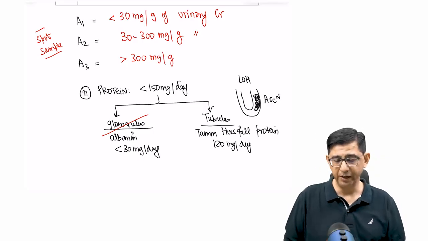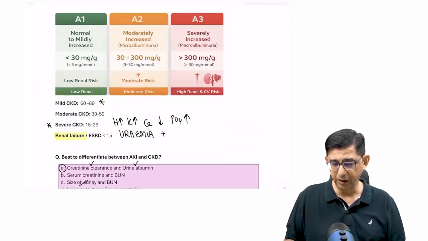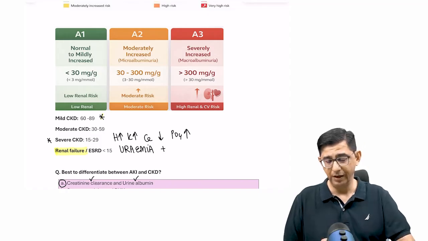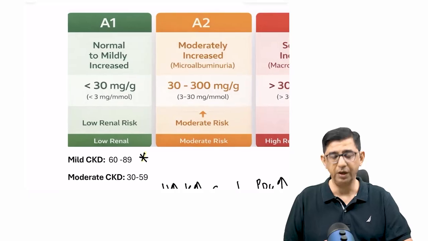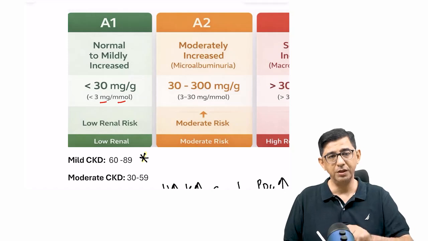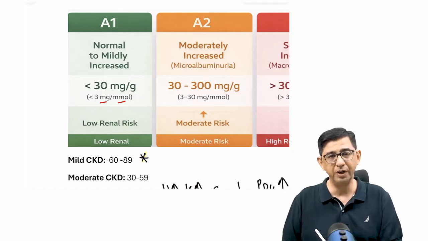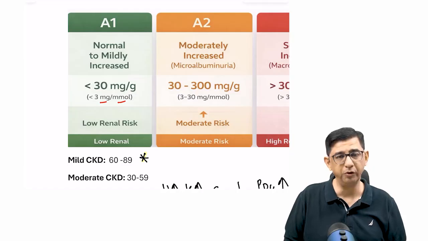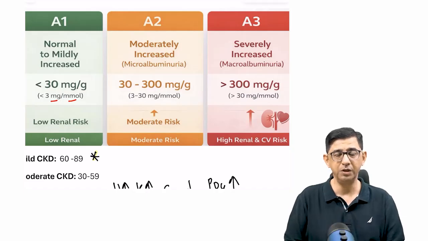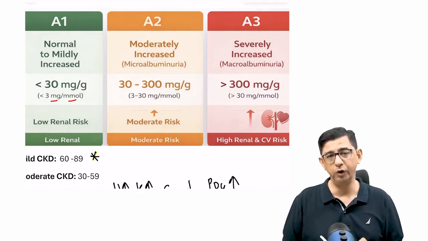I'll move up my slide to show you the same thing that I had mentioned earlier. And lots of times in the MCQs, it may not be written as 30 milligram per gram of urinary creatinine. It may be written as milligram per millimole. So you can see that a zero is removed: it was 30, now the zero is removed. Similarly, 30 to 300 becomes 3 to 30, and then the value is more than 30. Why I'm telling you this is because it depends on the units in which the value is presented.